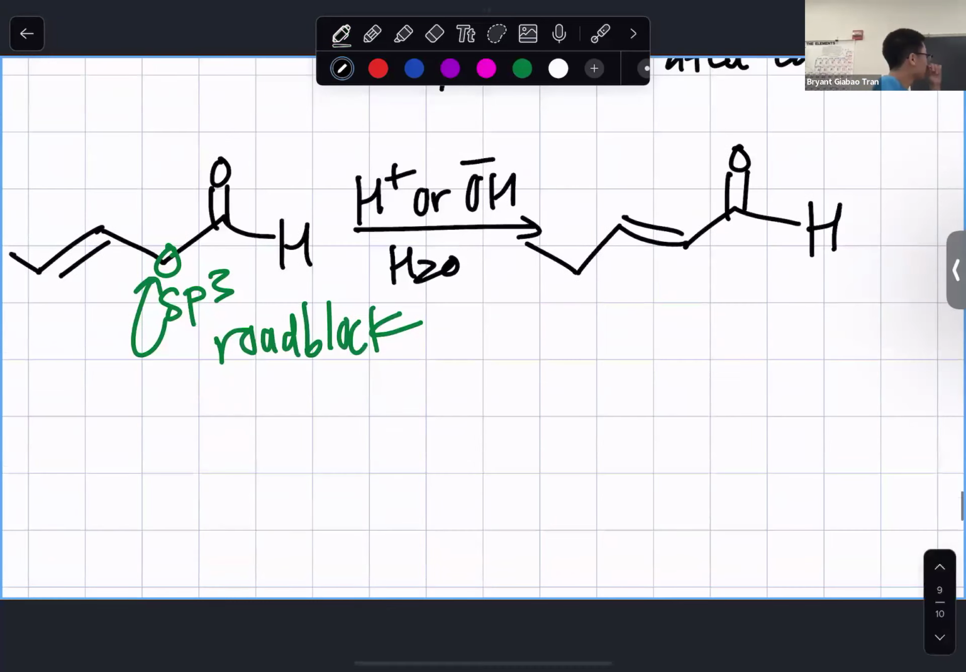Okay, and we'll go over the mechanism of both acidic and basic conditions for this reaction, and then move on to Mascal's lecture stuff.